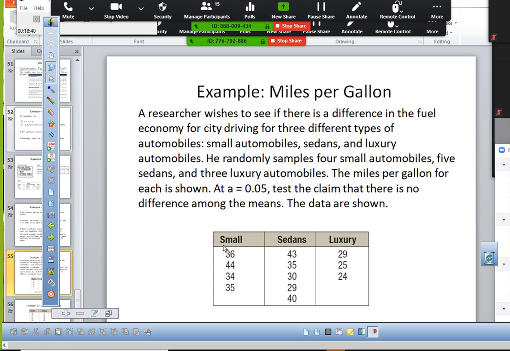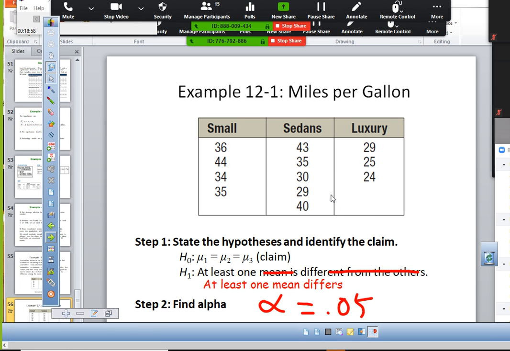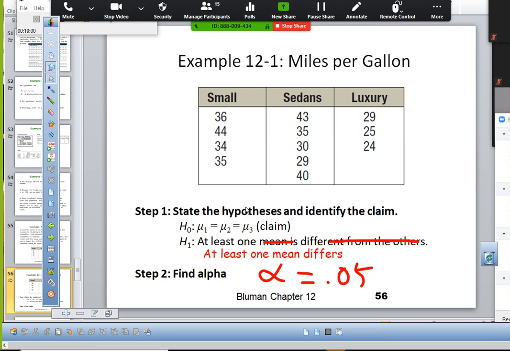Okay, so that's, again, one of the ways of telling these apart, because that's the hardest thing to do, figuring out what an ANOVA is. It's going to have three lists of numbers and just one variable, right? So these are all the same variable, small cars, sedans, luxury cars. Okay, so first, state the hypotheses, identify the claim. H0 is mu1 equals mu2 equals mu3. H1 is going to be at least one mean differs. That's it. We're good there.